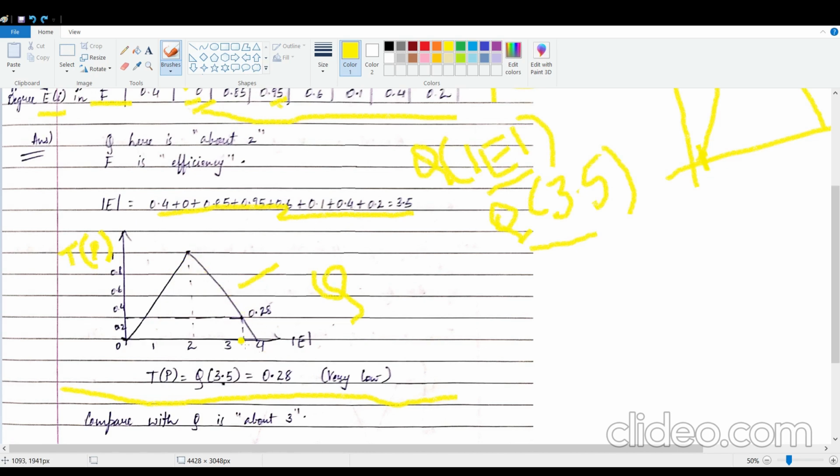If I were to find out what my 3.5 is representing, I'll try and see where my straight line is intersecting the graph. It's intersecting at this point, which represents approximately 0.28 on the y-axis. So my final answer, Q of 3.5, is 0.28, which is a very low value. On a scale of 0 to 1, you know that 0.28 is very low. So I cannot really trust this particular sentence.